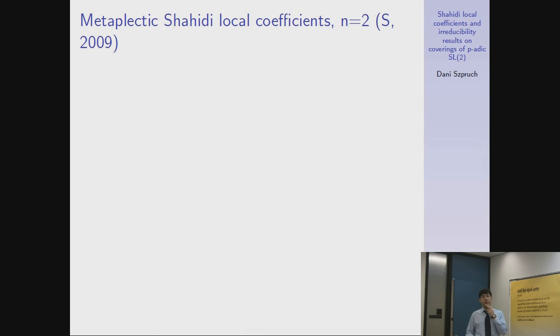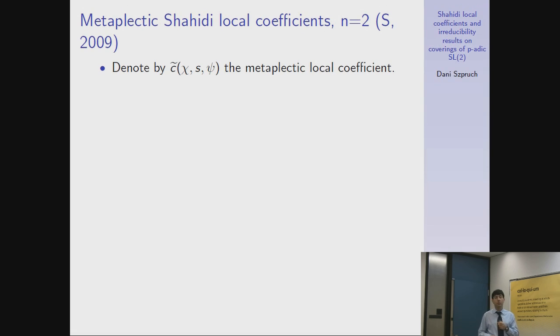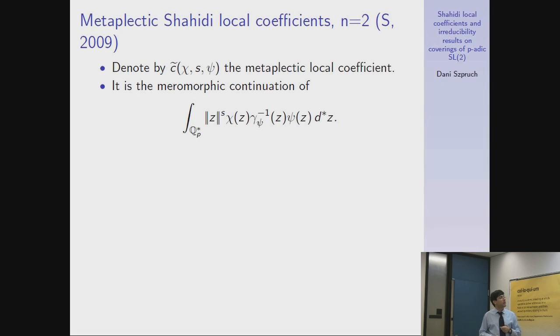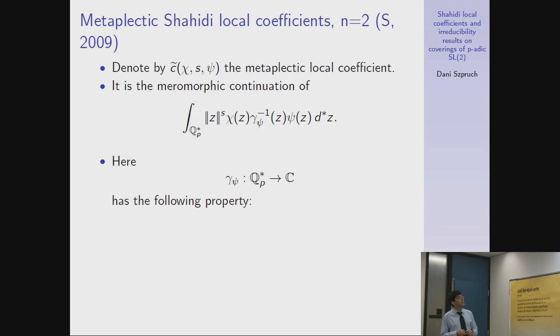So here's what you get when you try to compute the metaplectic local coefficient. Let me denote it by C tilde. You repeat the same game, and you will end up with this integral. Let's compare it to the Tate integral, which we have already seen as the Shahidi local coefficient. The only difference in the metaplectic case is that we have this guy. So what is this guy? This is an innocent map from Q_p star to C. In fact, it's a fourth root of 1, with the property that it splits the Hilbert symbol.